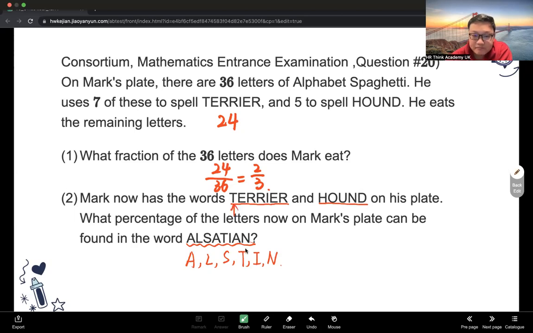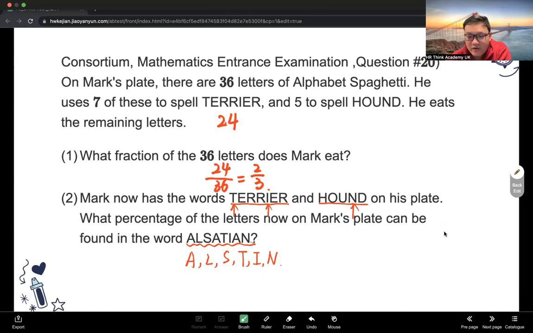So as for these two words, how many of letters do we have in ALSTIN? We have T, we have I, we have N. That's it. Do we have some more? No, only 3, right? Only 3 letters. TIN. We don't have A, we don't have L, we don't have S, and for TIN, we have only 1 of that for each, right?